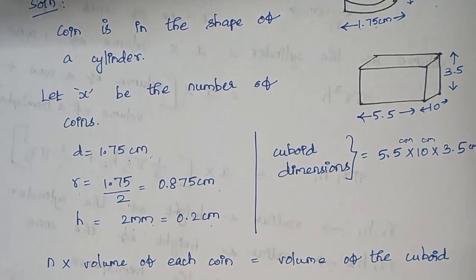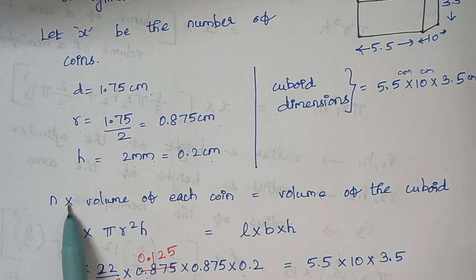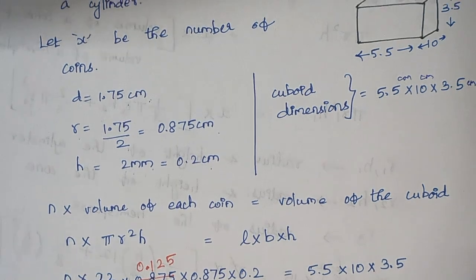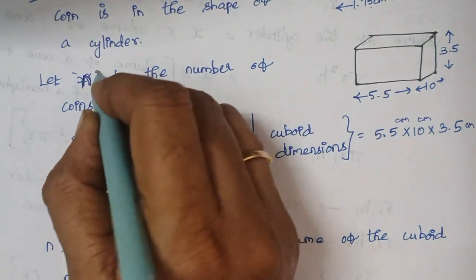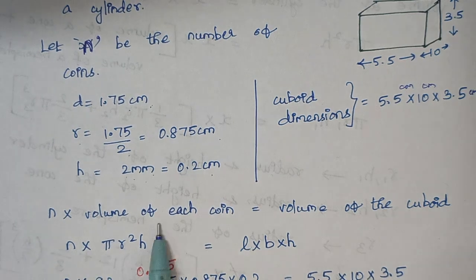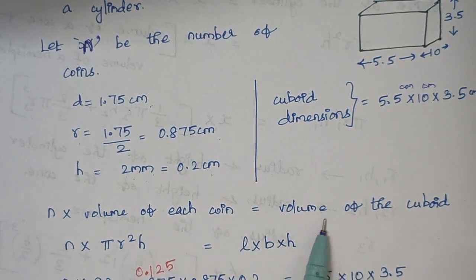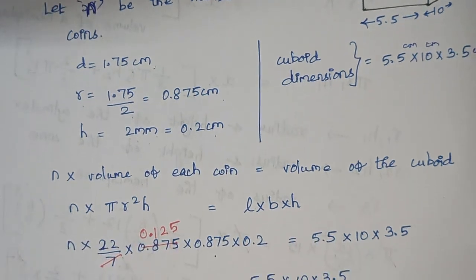Now we don't know how many coins we need. So let n be the number of coins. Sorry, here I had mentioned it as x, so let it be n. So n into volume of each coin is equal to volume of the cuboid. Can you understand the statement? Because we are melting some coins to make a cuboid, obviously volume of the coins should be equal to volume of the cuboid.